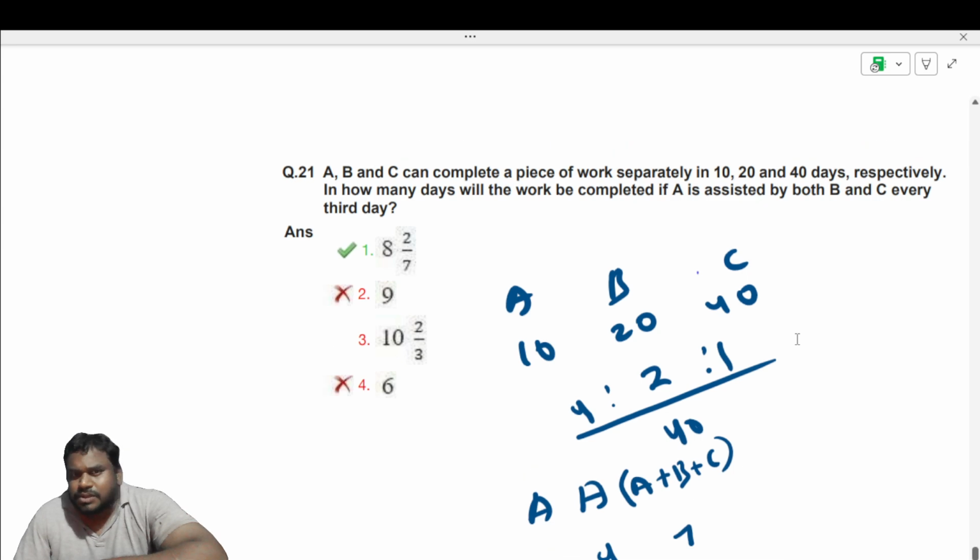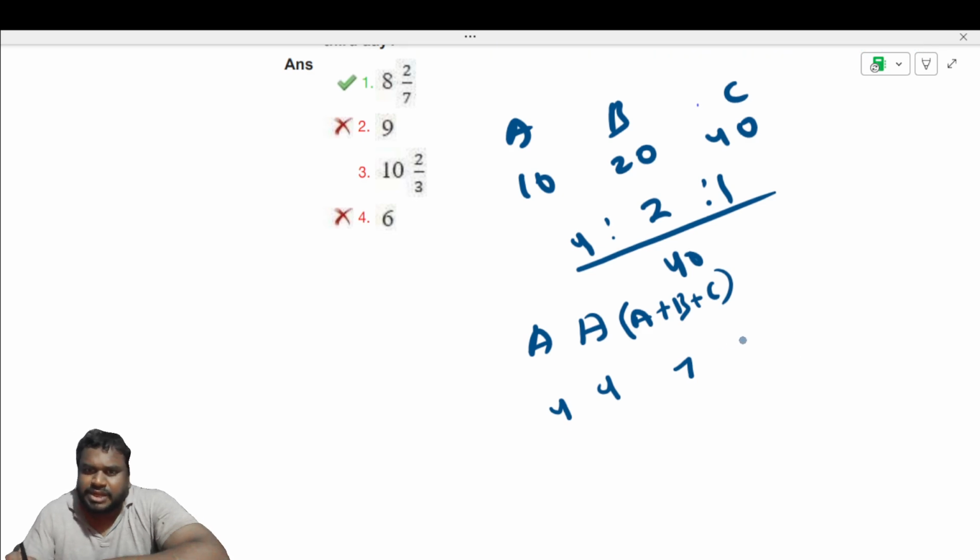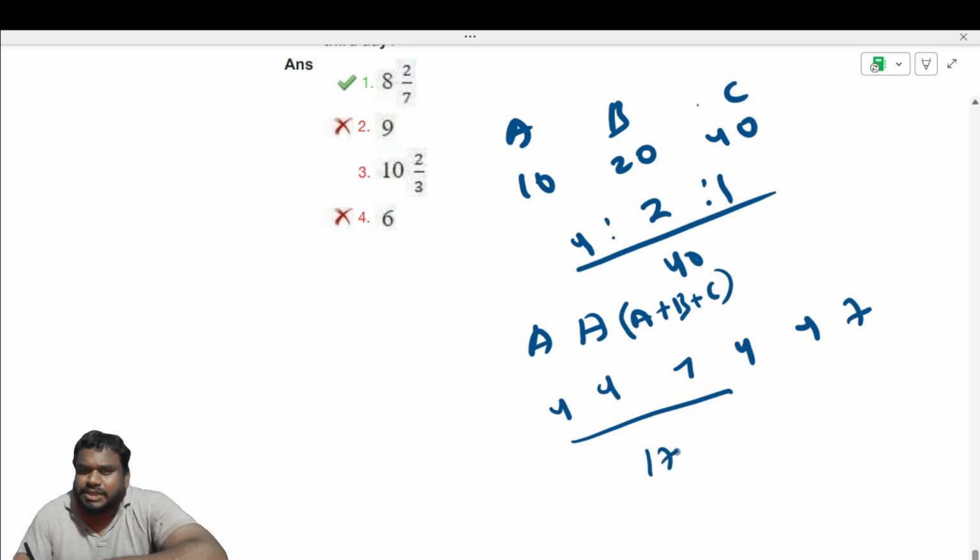Now, in how many days has the work to be completed? So now again 4, 4, 7. So total 40 has to be completed. For each set how much is it? 4 plus 4, 8, 8 plus 7, 15. Total 15. So 15, again 15, 30 completed.